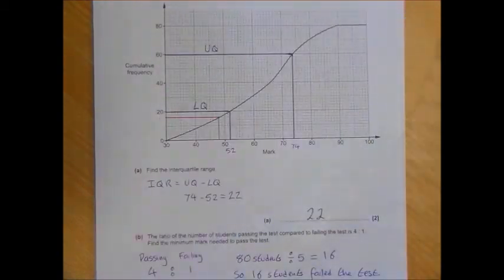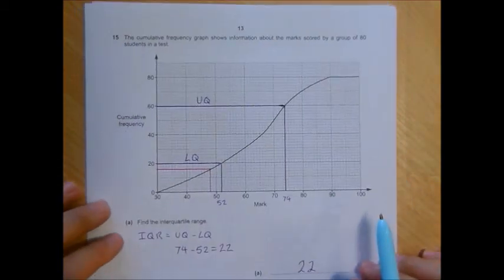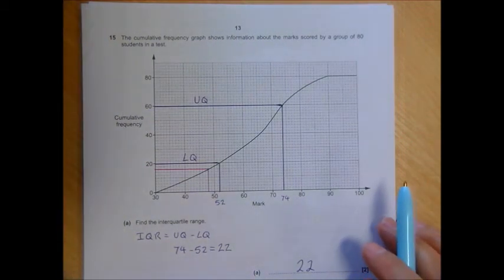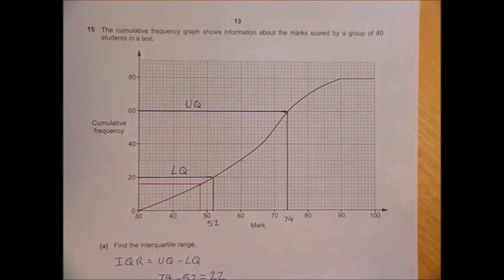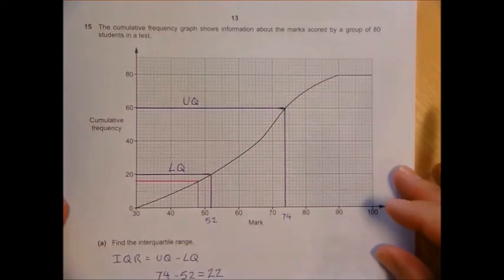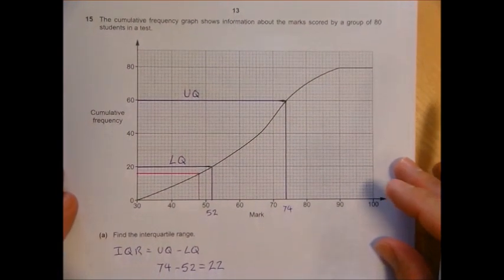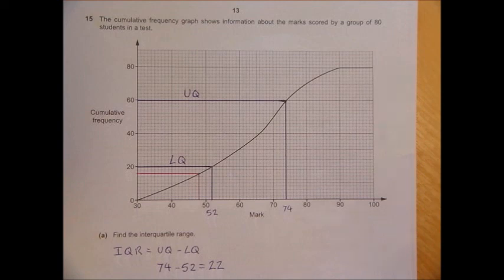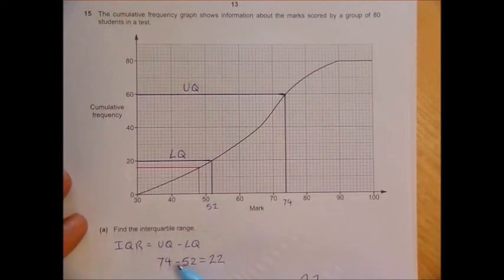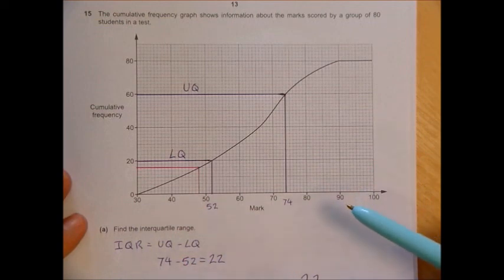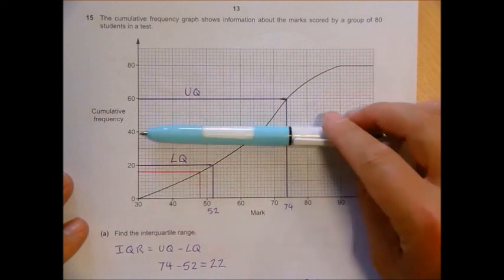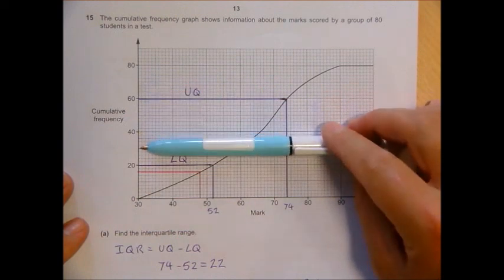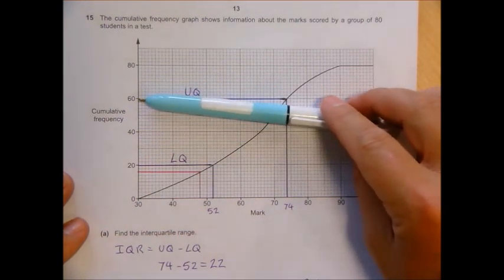Question 15, a little bit of data here. The cumulative frequency graph shows the information about the marks scored by a group of 80 students in a test. Find the interquartile range. If you've done interquartile range, you will know that it is calculated by doing the upper quartile subtracting the lower quartile. So there are 80 students. The middle one, the median, will be 40, but the upper one is 60.